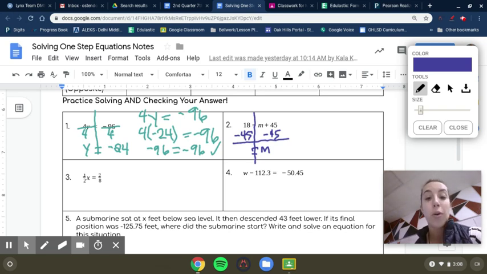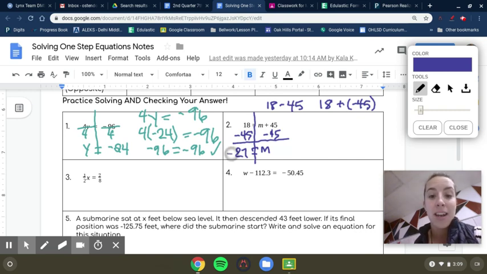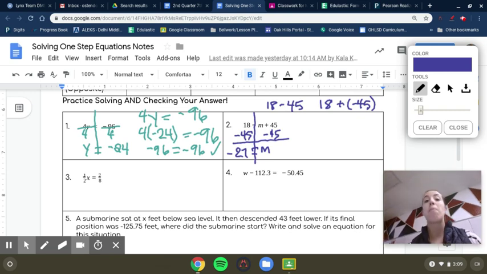Now you learned in topic 4 how to solve this. So we have positive 18, take away positive 45. If you want, you can rewrite this as 18 take away 45, or we've also practiced switching it to an addition problem, which would be 18 plus negative 45. Since they have different signs, that means that we have to subtract. When we subtract that, we get 27. 45 minus 18 gives you 27. The negative value is bigger, so my answer is negative 27. Remember, you always take the sign of the bigger number whenever you have to add or subtract. So now we know that M is equal to negative 27.